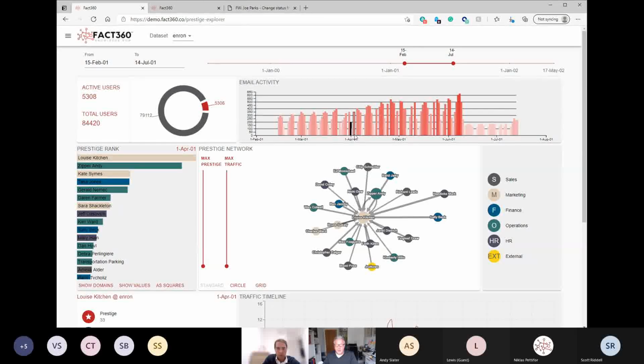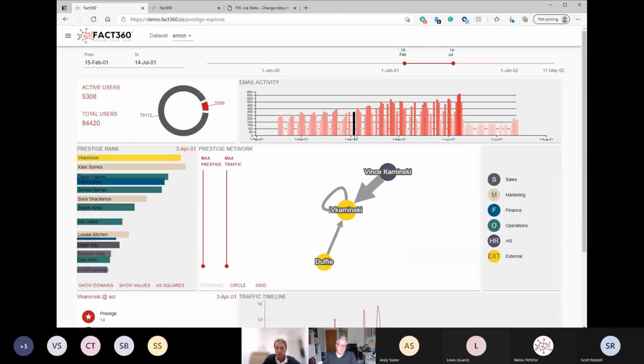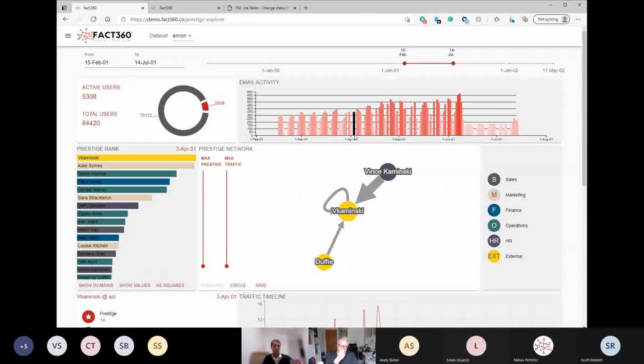Now, if we move forward a bit to the 3rd of April, we see some peculiar behavior. The system promoted to the top of the Enron network, which is meant to tell us who's important, Vince Kaminsky's AOL account as the most important thing in Enron at this point in time. That's extremely odd, because you'd think it would be an Enron person.